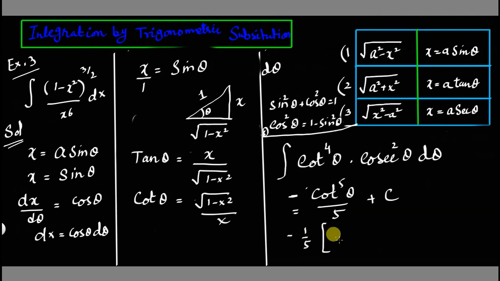Just replace this value into the given answer, so we have minus 1 over 5, and cot theta will be square root of 1 minus x square divided by x. Overall power will be 5 plus c. Now this is example number 3.